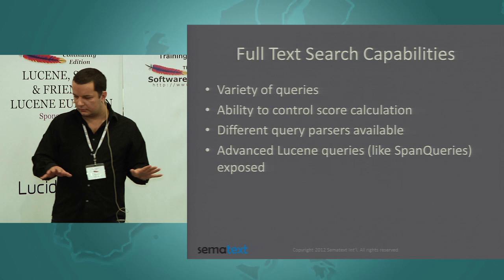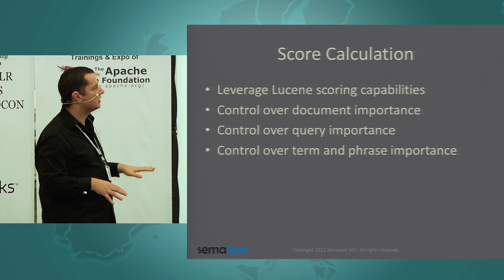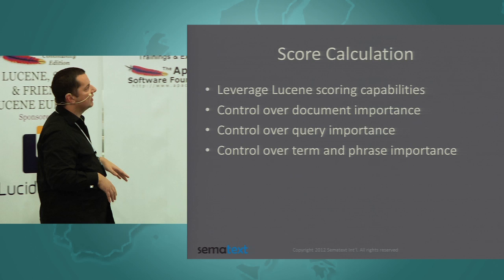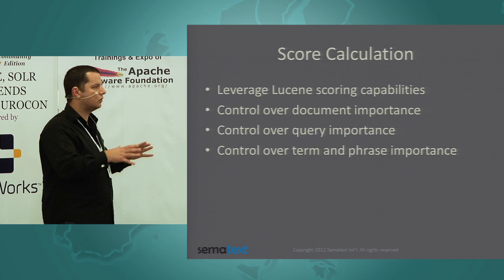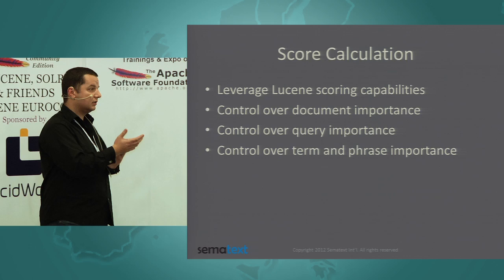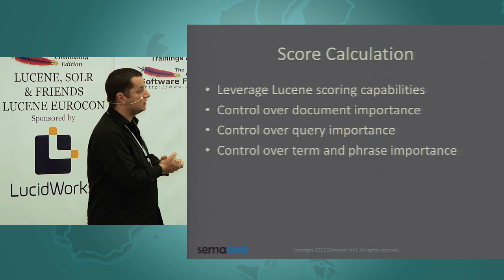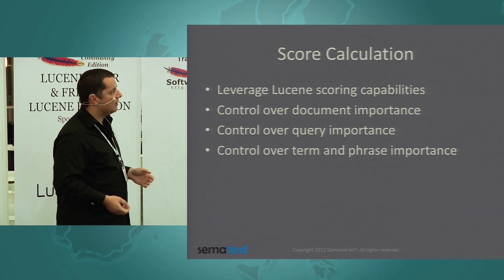Score calculation. What we are normally interested in is control over document importance, query importance, and terms and phrases importance. Of course, there are function queries and stuff like that, but let's only remember about those. The main scoring algorithms are based on Lucene similarities. Elasticsearch has only one implementation till now, because in 3.6.1 we didn't have the scoring functionalities of Lucene 4.0. In Apache Solr you can have different and multiple Lucene similarities, and extending and writing your own takes less effort than in Elasticsearch currently.